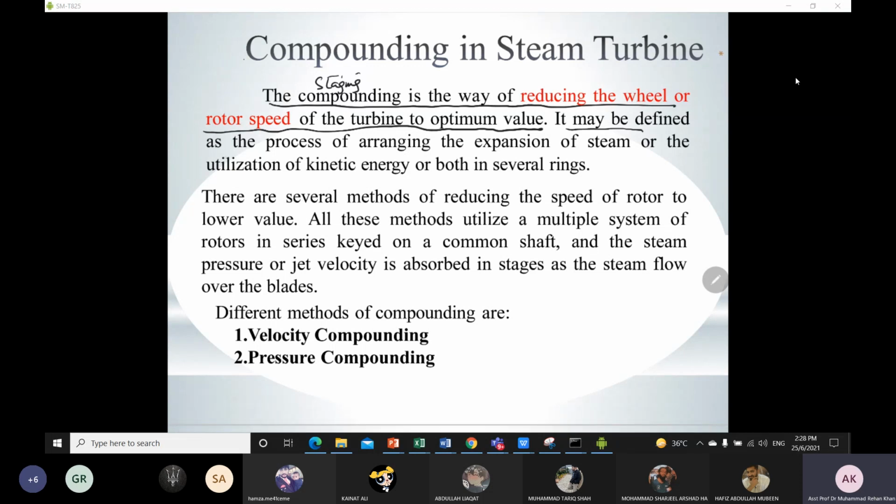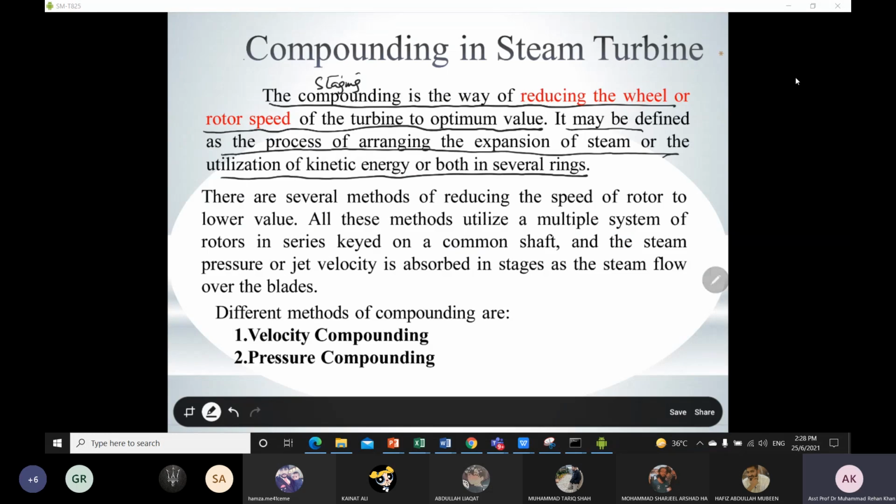So it may be defined as a process of arranging the expansion of steam or the utilization of kinetic energy or both in several stages. Okay, so basically, if I just want to look into the meaning of this statement, compounding is just an arrangement of different parts. For example, if you want to arrange some specific blade location, that is a stationary and moving blade, in a specific arrangement, that is nozzle is at the start of the moving blade or nozzle is at the start of the fixed blade.